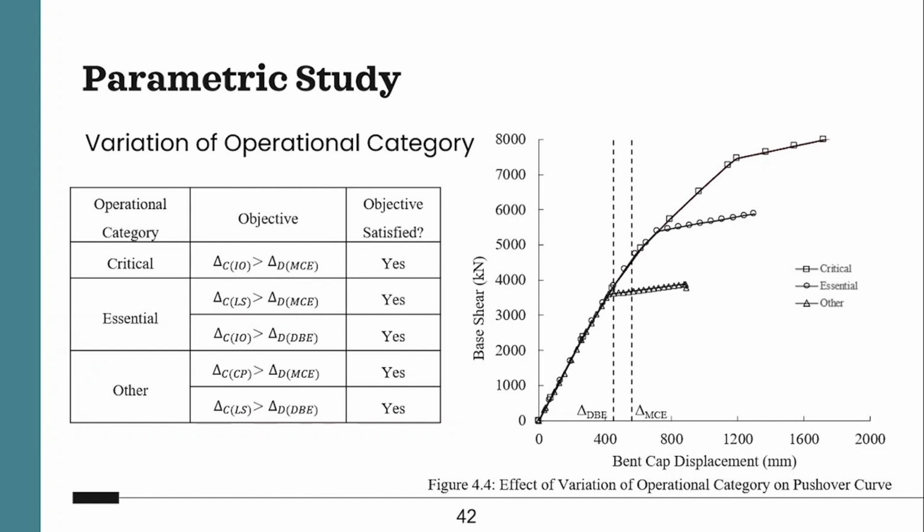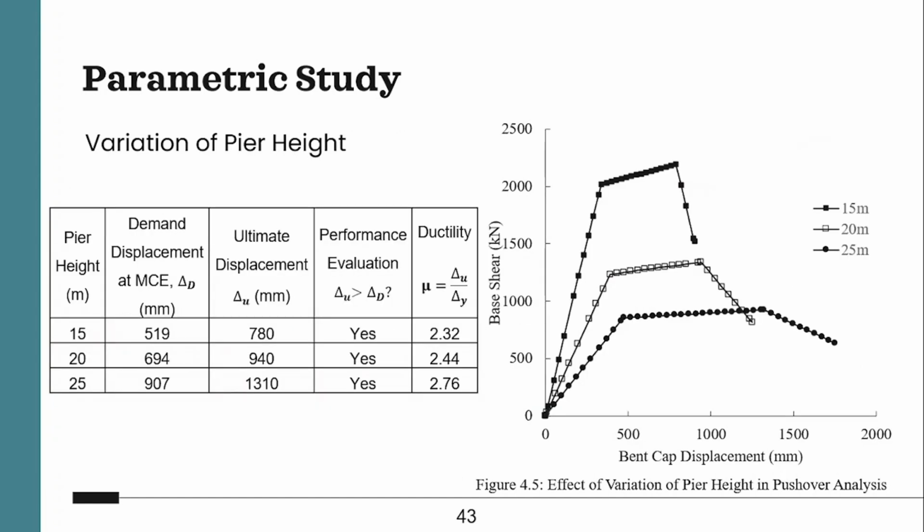Then we varied the operational category, which is also okay. After that, we varied the pier height. We found that when pier height is increased, due to the loss of stiffness the time period increases, and as the time period increases, the elastic response spectrum provides a lower value. The force falls to the right region of the design response spectrum, and as a result less force is required for the design, and the capacity is also lower.